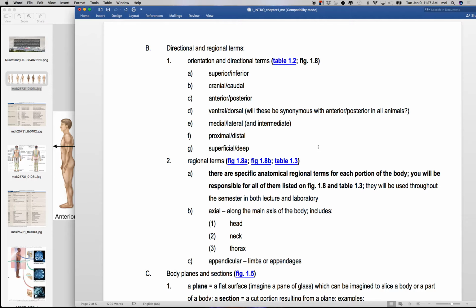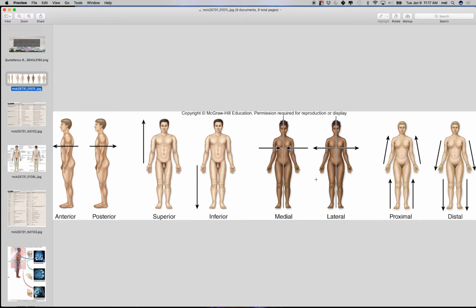Okay, and then medial, lateral, and intermediate. So this one's not too bad. We'll be able to finish these just before you guys leave. Medial and lateral, because we're bilaterally symmetrical, we have an imaginary midline, right? And if you're close to it, you're described as being medial. And if you're further away from it, it's described as being lateral.